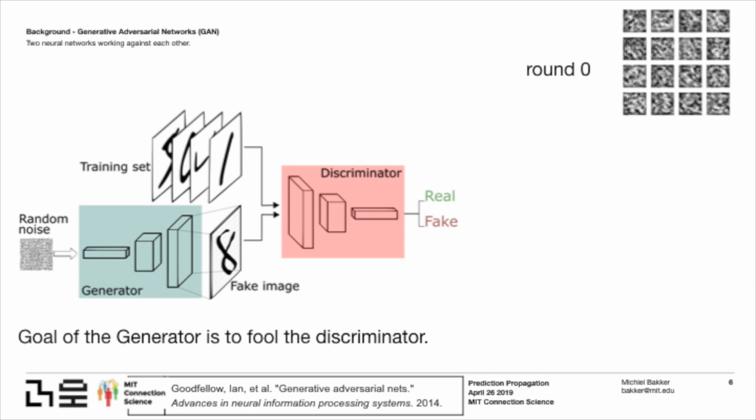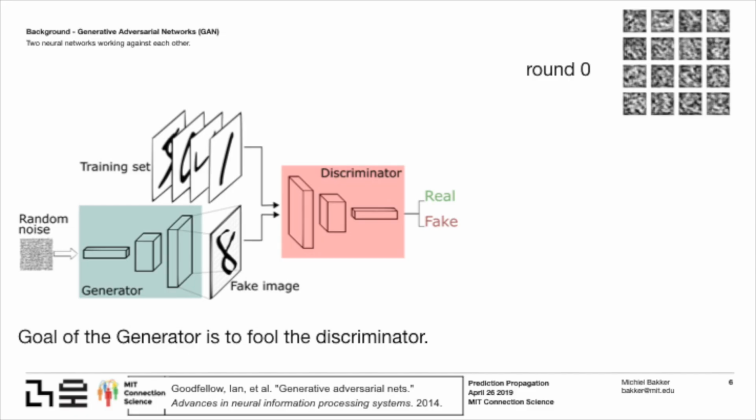At the same time, you have a training set of real images, which are in this case handwritten digits. What happens over time is that the discriminator gets better at discriminating real from fake, and the generator is trained in a way that it has to fool the discriminator. So the generator gets better and better over time at generating fake images.